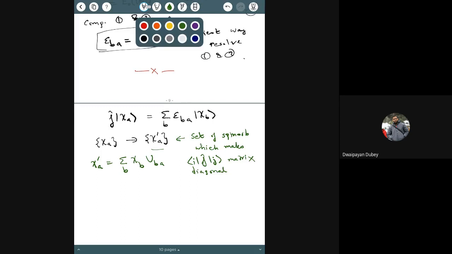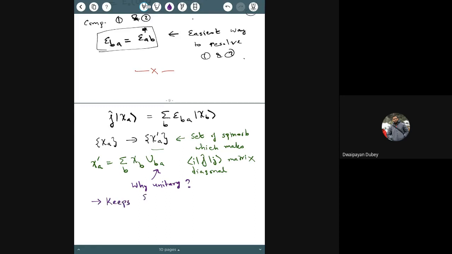Now, why unitary? Can anyone tell me why we have chosen the transformation matrix to be specifically a unitary matrix instead of any general matrix? No? Okay. So we have chosen it to be unitary because it keeps the set chi a orthonormal. If this was any general matrix, it would have certainly given me every chi a prime as a linear combination of the other spin orbitals. But then the orthonormality would have to be imposed on top of that in addition. So that would complicate matters. So instead of doing that, we say that the transformation matrix is unitary. That is the property of the transformation matrix.